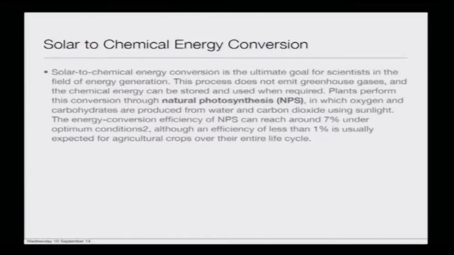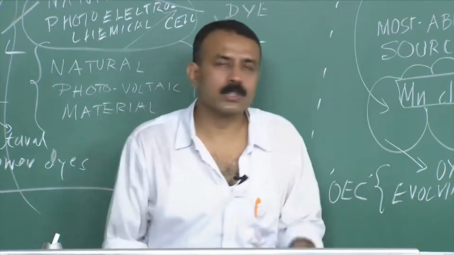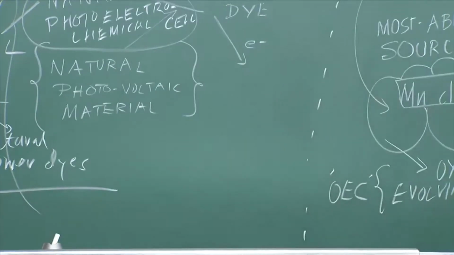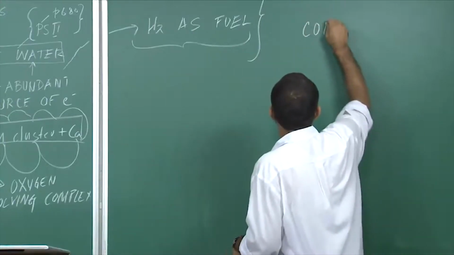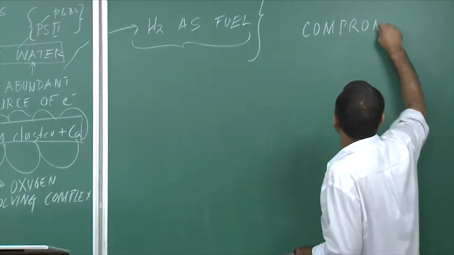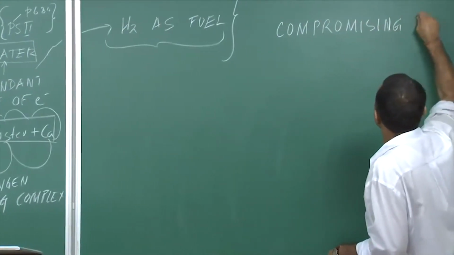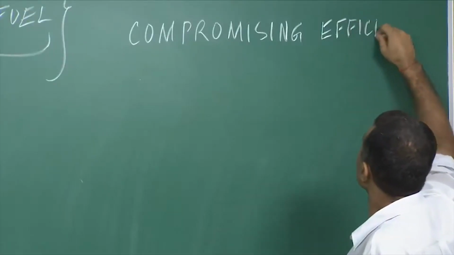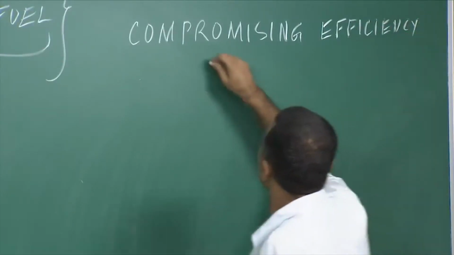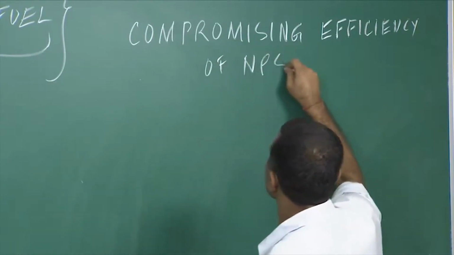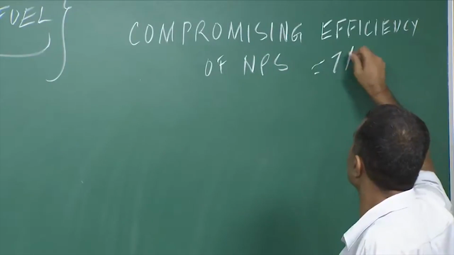The energy conversion efficiency of NPS can reach around 7% under optimum conditions, although an efficiency of less than 1% is usually expected for agricultural crops over their entire life cycle. So, in the previous lecture, while I was talking to you about the efficiency of natural photosystems, if you remember, I was telling you that you are compromising on efficiency of natural photosynthetic systems, which is approximately 7%.